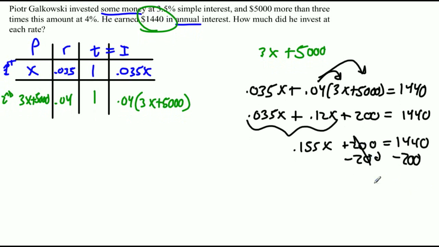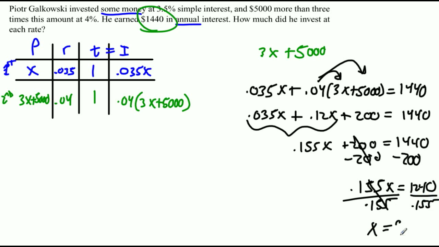Alright, so those guys are gone. I get 0.155x equals 1240. I'm going to divide both sides by 0.155. So we'll get x as being 8,000.